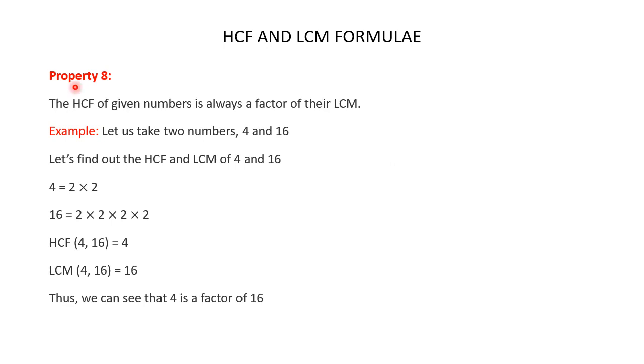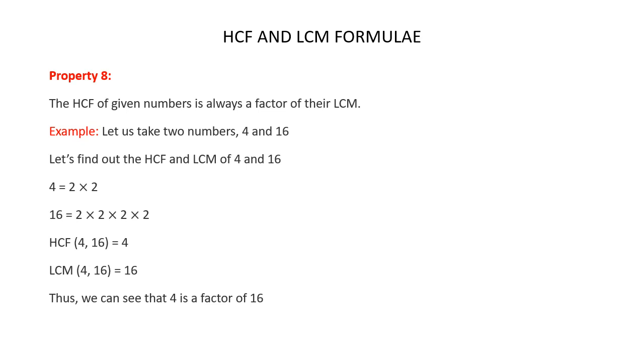Property 8. The HCF of given numbers is always a factor of their LCM. Let's check whether this is true by taking two numbers 4 and 16. First, we have to find the HCF and LCM of 4 and 16. We'll do this by prime factorization method. So 4 can be written as 2 multiplied by 2. 16 can be written as 2 multiplied by 2 multiplied by 2 multiplied by 2.